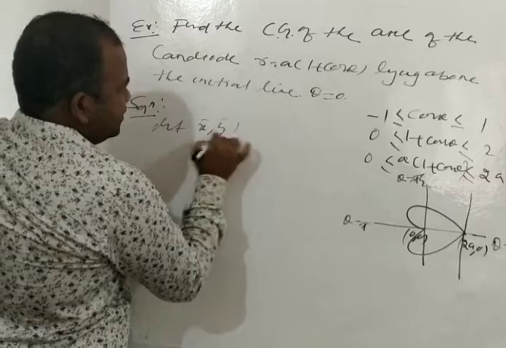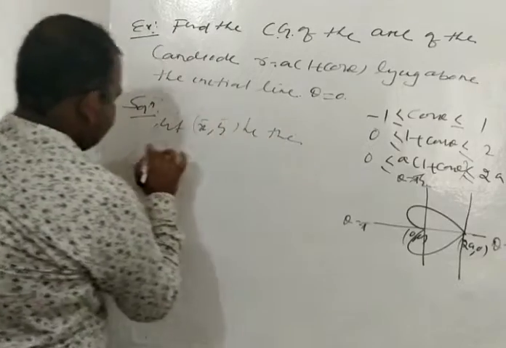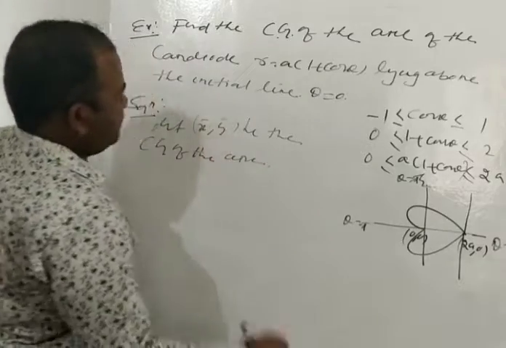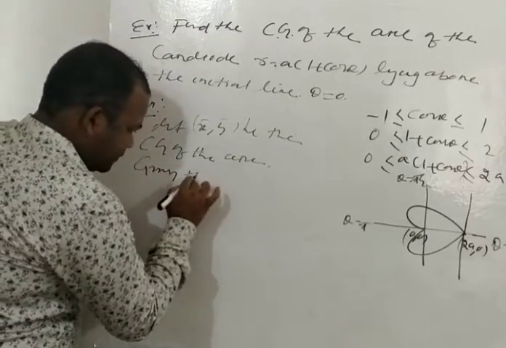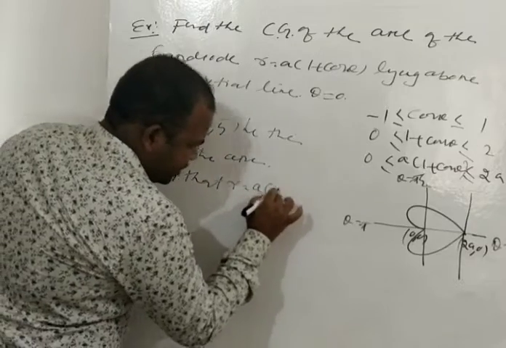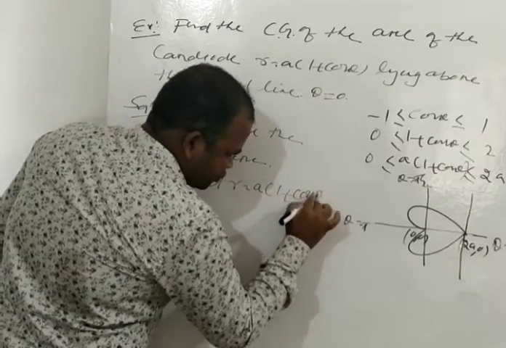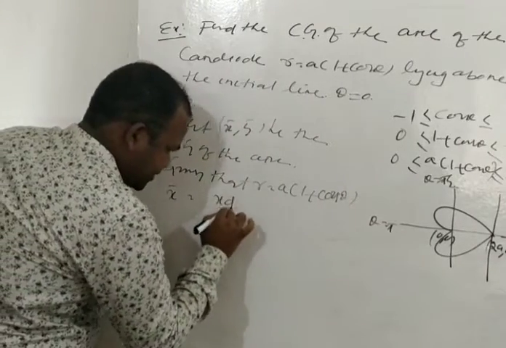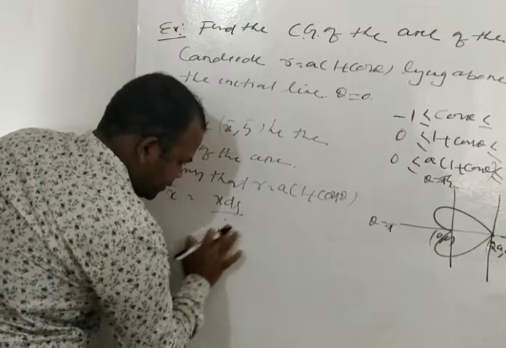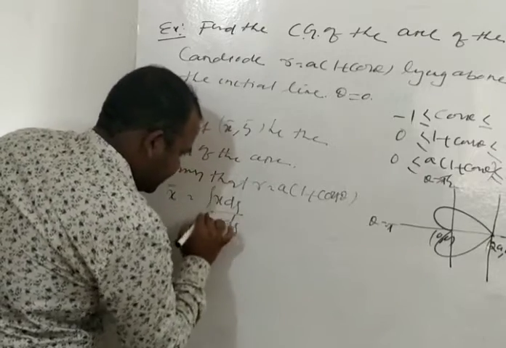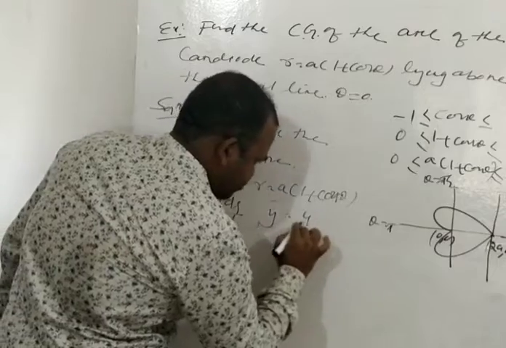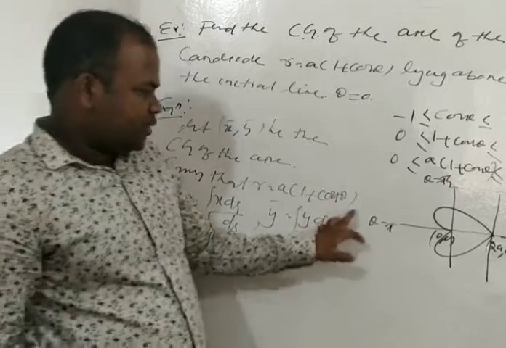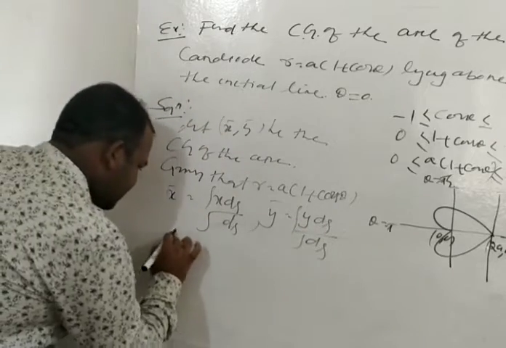Let x bar and y bar be the CG of the arc, given that r equals a into (1 plus cos theta). So you will find x bar equals integral of x ds upon integral of ds, and what is y bar? Integral of y ds upon integral of ds. Just use the formula of rectification. So what is the value of ds?